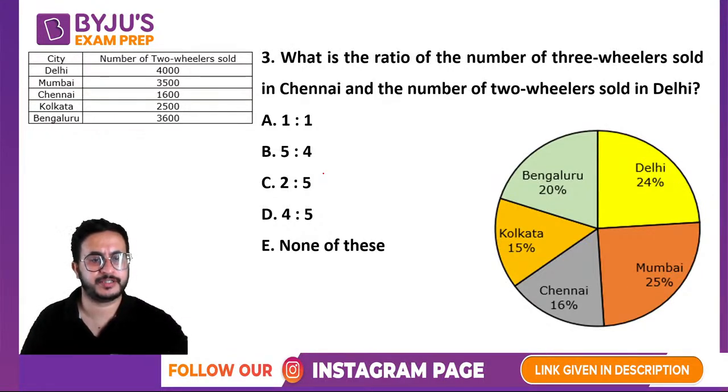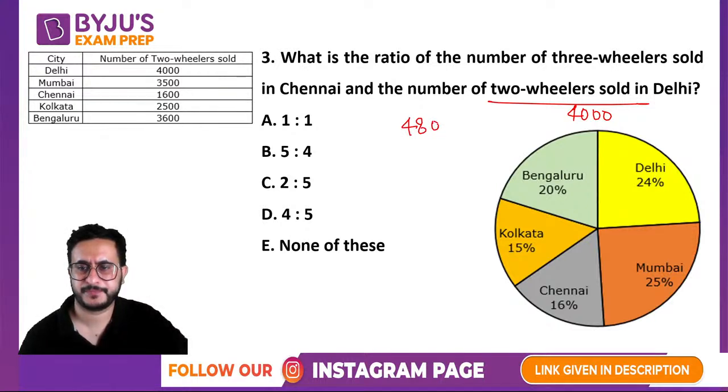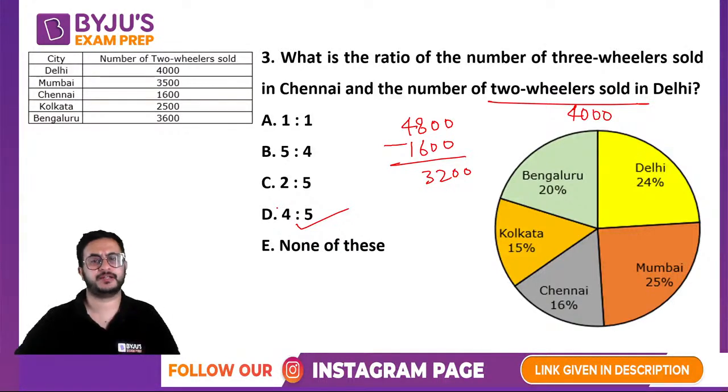Did anyone calculate this? 4:5. Okay. So two-wheelers in Delhi is directly given here. That is 4,000. And we have to calculate three-wheelers in Chennai. So Chennai total vehicles is 4,800, 16%, and this is 1,600. So that is 3,200. So 32:40 is 4:5. That was a simple calculation, and all of you did it right.